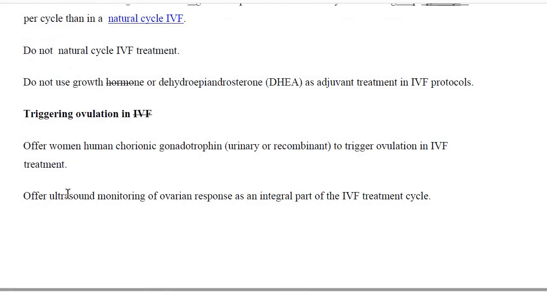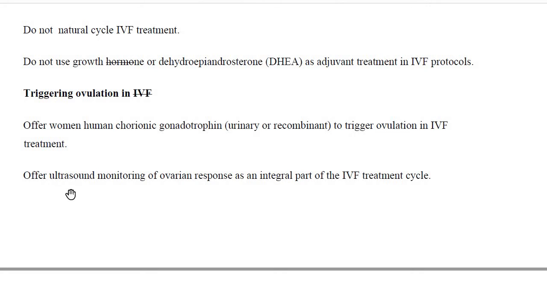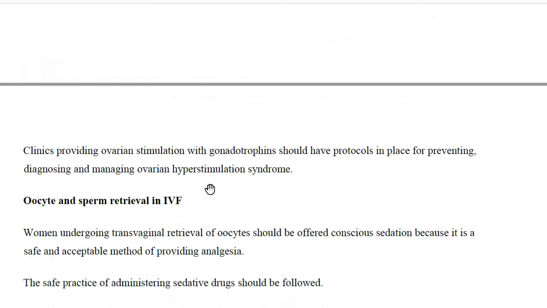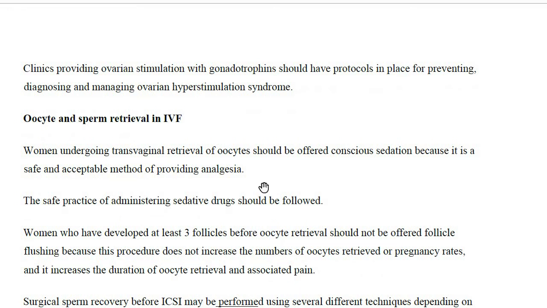And then triggering ovulation. Offer women human chorionic gonadotropin, urinary or recombinant, to trigger ovulation in IVF treatment. Offer ultrasound monitoring of the ovarian response as an integral part of the IVF treatment. And the clinics which are providing controlled ovarian stimulation with gonadotropin should have protocols in place for preventing, diagnosing, and managing ovarian hyperstimulation syndromes.